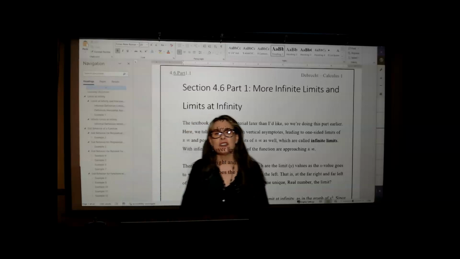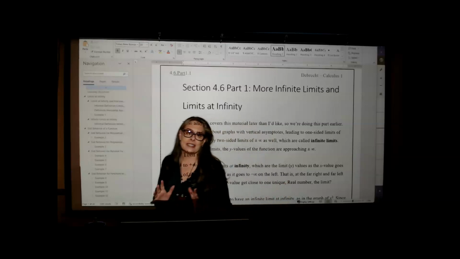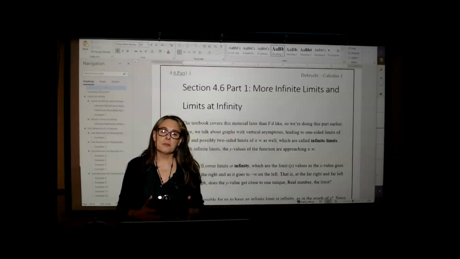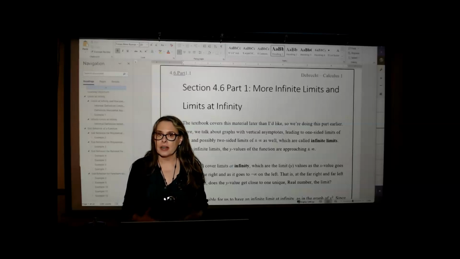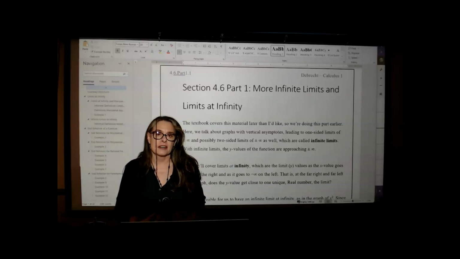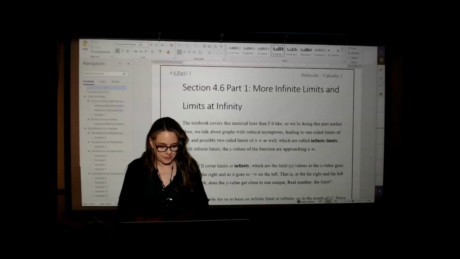This section is actually out of section 4.6. The textbook covers the limits at infinity and infinite limits later than I'd like, so I always move this section of 4.6 forward. There's another part of 4.6 that we'll cover later on.